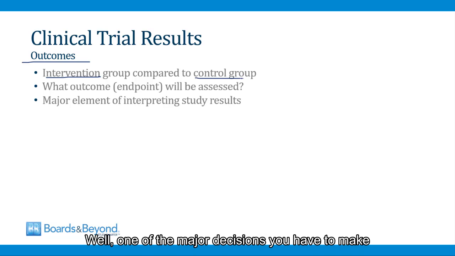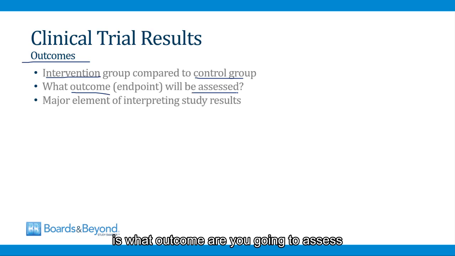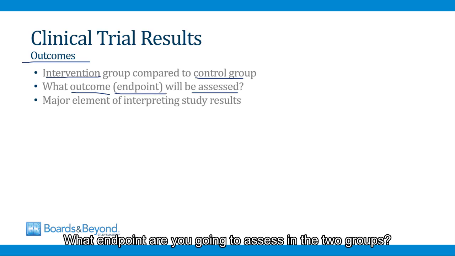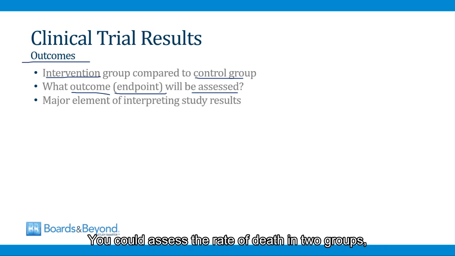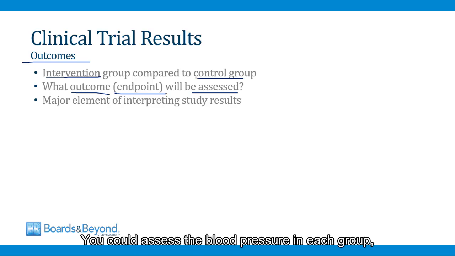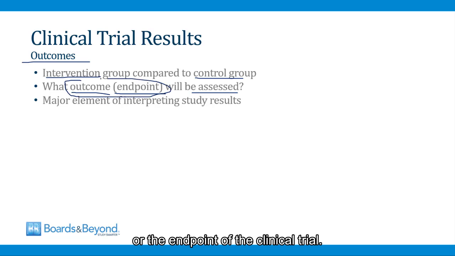Well, one of the major decisions you have to make when you're designing a clinical trial is what outcome are you going to assess to compare the two groups. This is also sometimes called the endpoint of the study. What endpoint are you going to assess in the two groups? You could assess the rate of death in the two groups. You could assess the degree of pain. You could assess the blood pressure in each group or the serum cholesterol in each group. Whatever you choose, that's the outcome or the endpoint of the clinical trial.